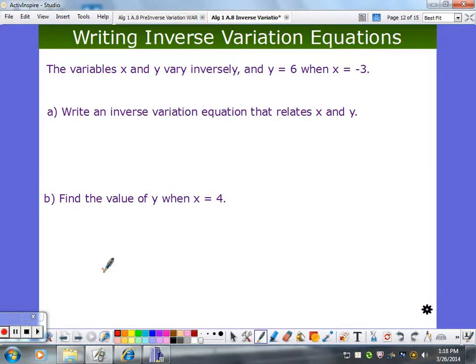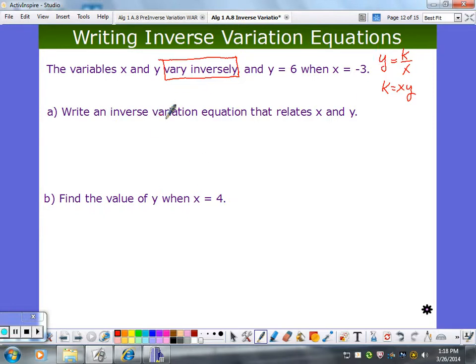The variables x and y vary inversely, and y equals 6 when x equals negative 3. Vary inversely. So now, because we have two different possibilities, I'd like to make a box around something to remind myself that's what it is. You might even want to put the model in front of you so you don't confuse the two. And then k equals xy, right? Multiply both sides by x.